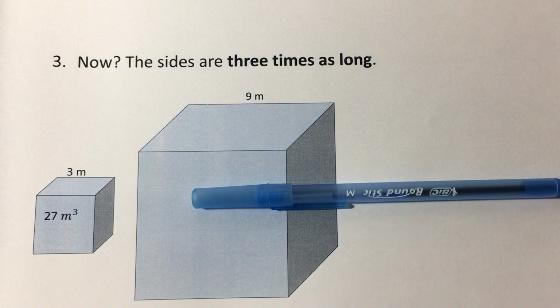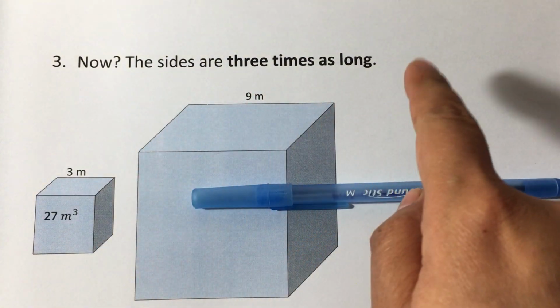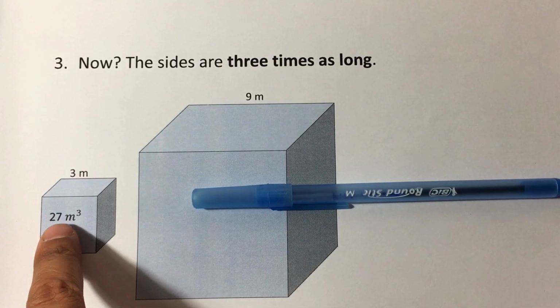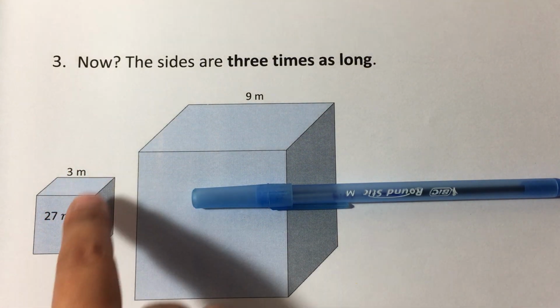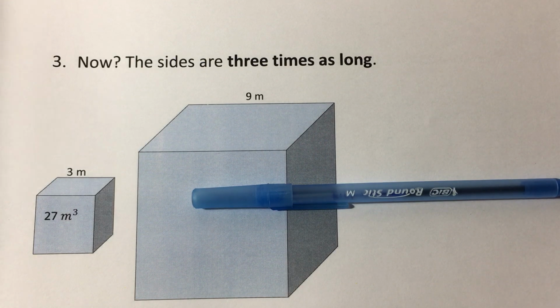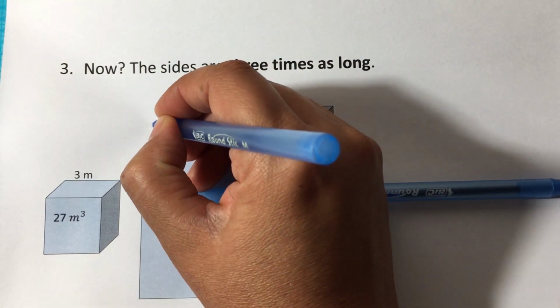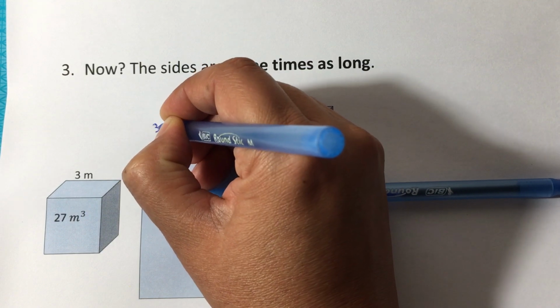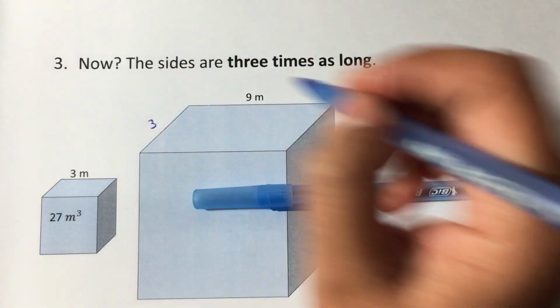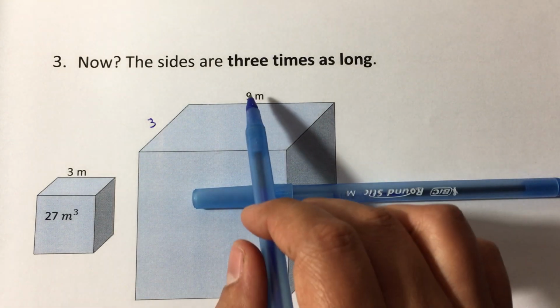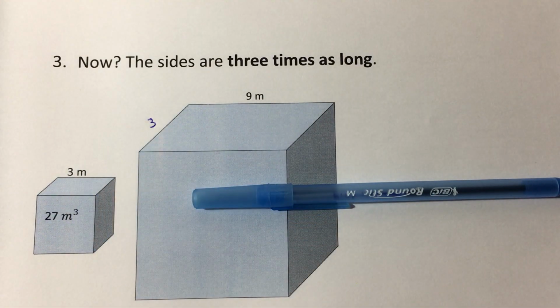Number 3. Now, the sides are 3 times as long. By looking at the previous example, we know that this is not going to be times 3. So I want you now to think about it just by looking at the relationship that we saw. Okay, 9 divided by 3 is 3. So that's the relationship between this. So 1, 2, 3. What is the relationship in here? Again, we divide 9 by 3 to get this 3.